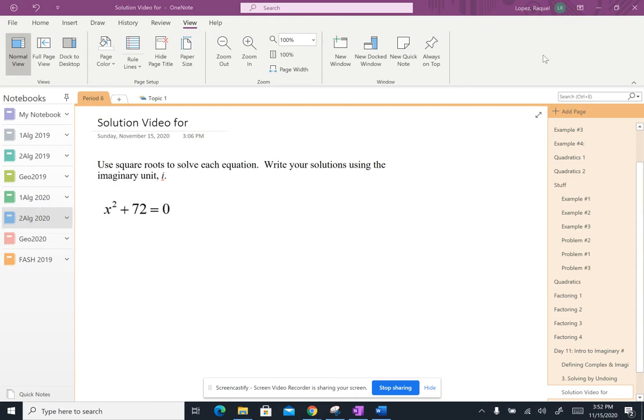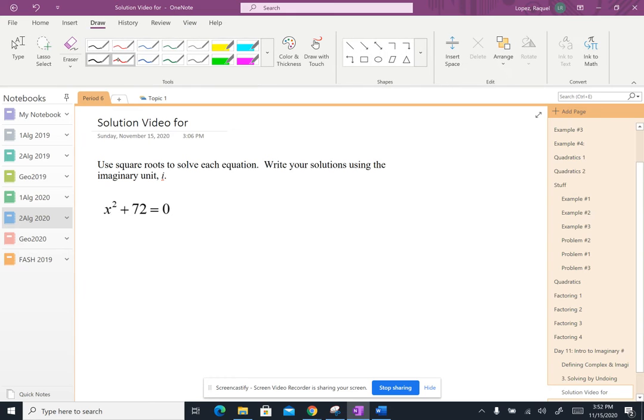All right, so we want to find the solution to x squared plus 72 equals 0, and the problem tells us to use imaginary numbers in our solution. So we're going to go ahead and do that. The first thing I want to do is start isolating x squared. So I want to subtract 72 on both sides of my equation. So I've got x squared equals negative 72.